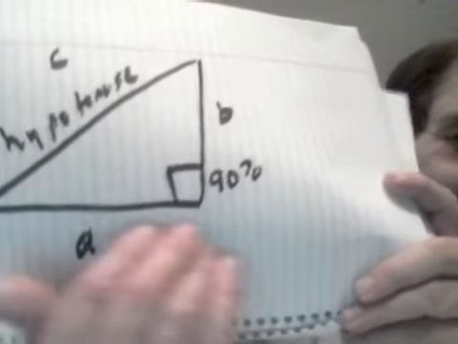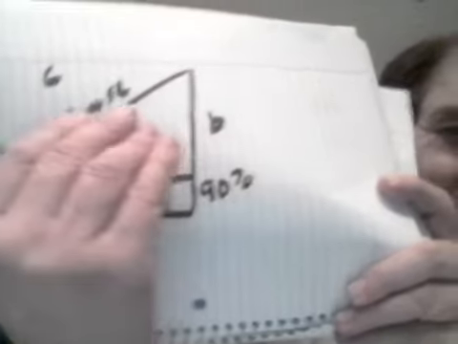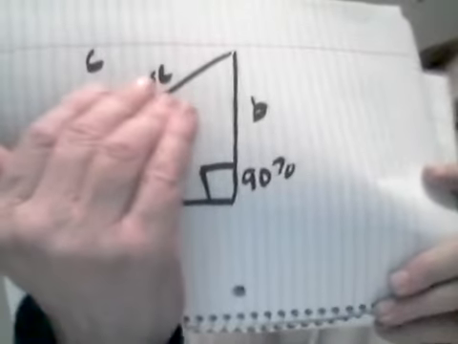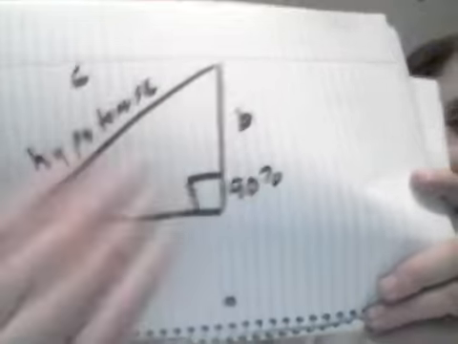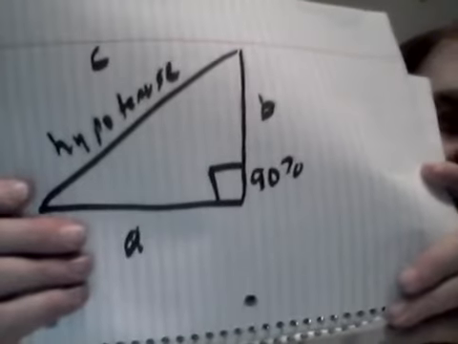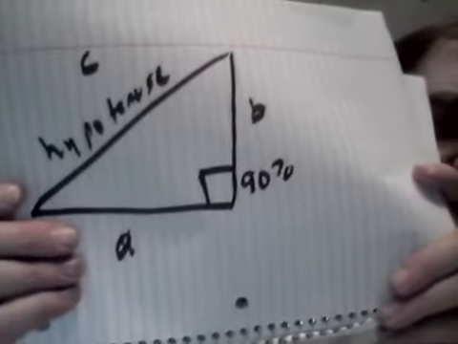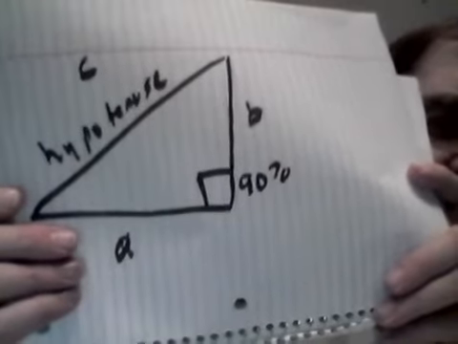And here's A, and here's B, and here's C. Now, what is that C called? C is the longest side, and that longest side is called a hypotenuse. With that right triangle, you are going to use the Pythagorean theorem to solve for a side.